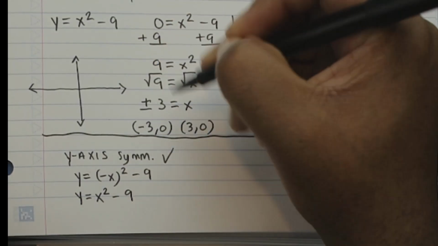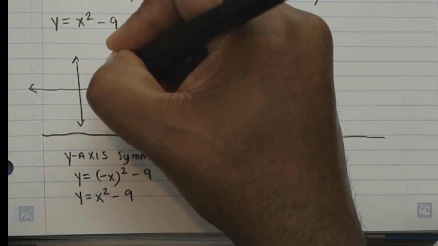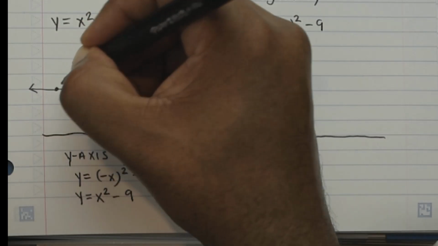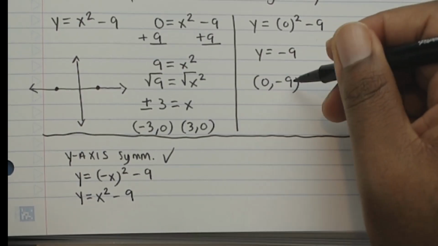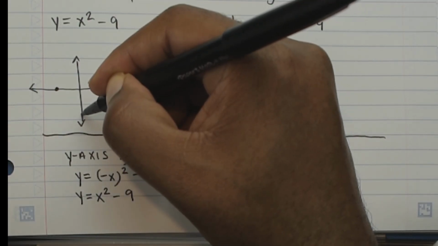So negative 3, 3, excuse me. So the first point would be here at 3, 0. The other point would be here at negative 3, 0. Okay. And then we have 0, negative 9. So 0, negative 9. The 9 would be here.